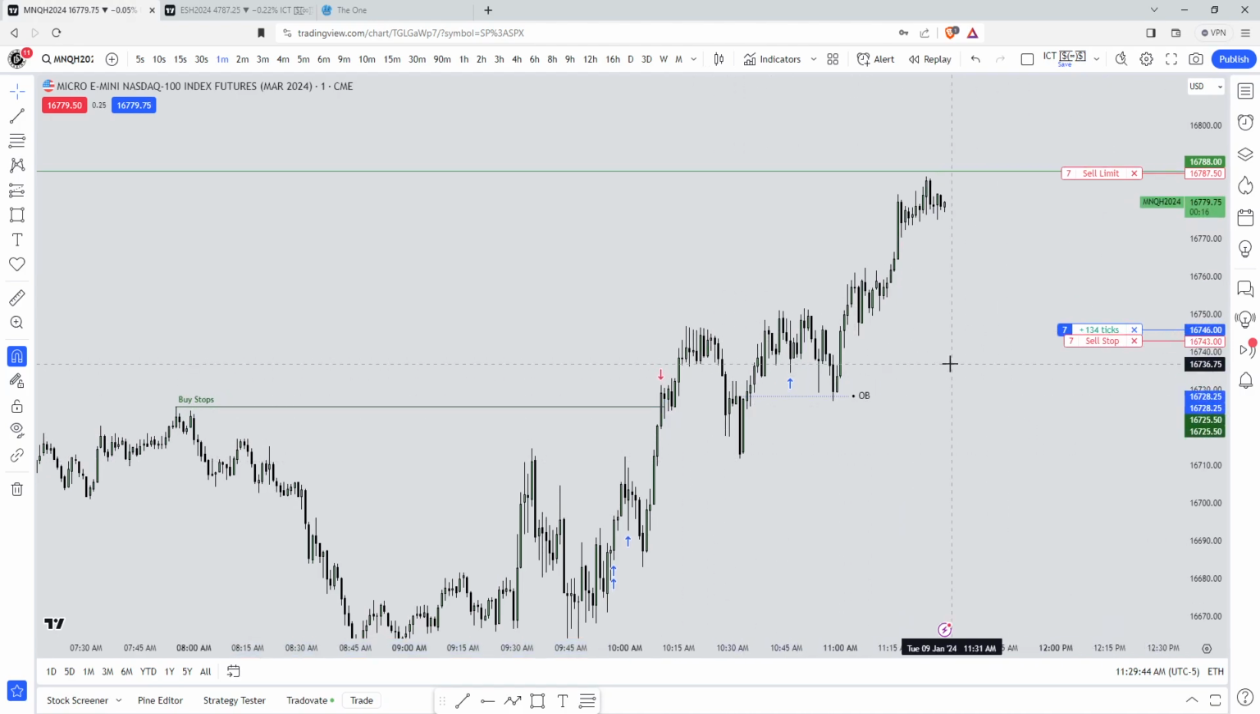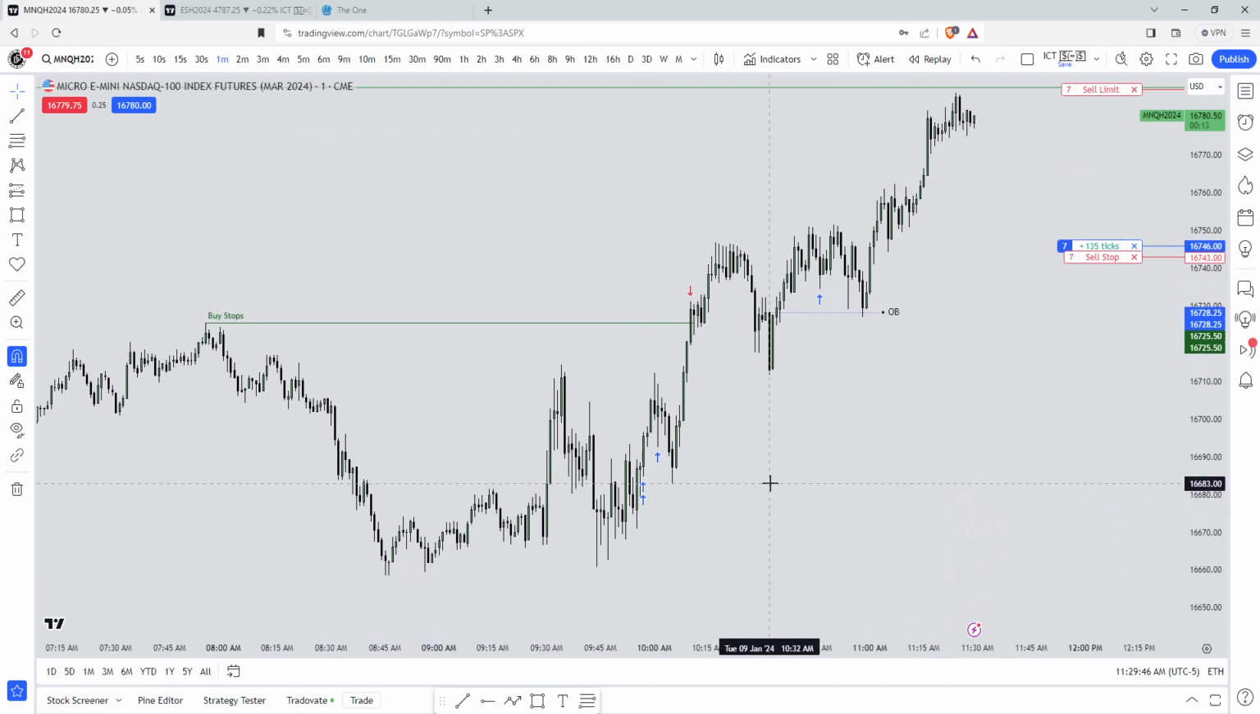I know a lot of people are confused. How do I get in up here without having a massive stop?